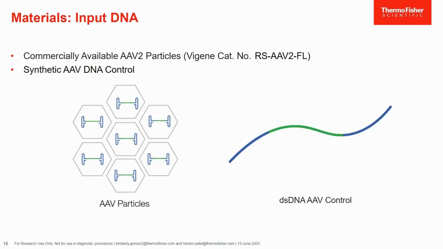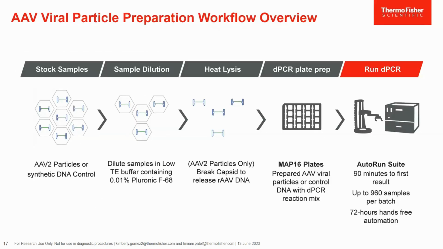For input DNA, we have two types of samples. One is AAV particles from Vigene. These are AAV2 serotype, and these particles contain an EGFP transgene. Our second sample is double-stranded DNA control that contains the same sequences in the Vigene particles. Before being tested on the Absolute Q, the viral particles go through a short sample prep workflow.